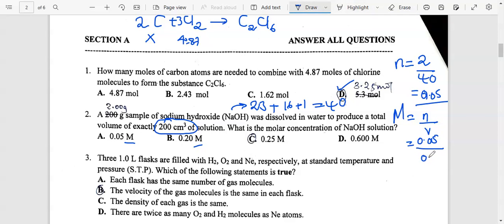So we're going to divide this value by 0.2. So let's see what we get. This is going to give us 0.25. So this is the answer then for this question.